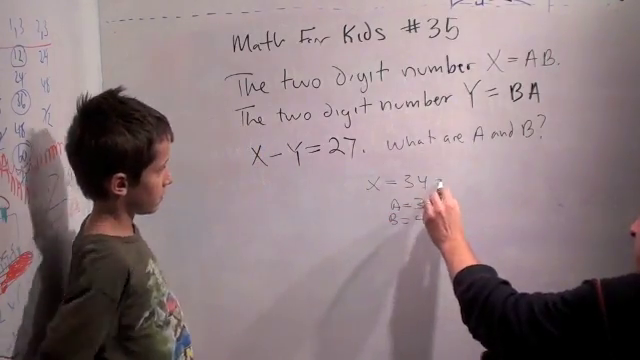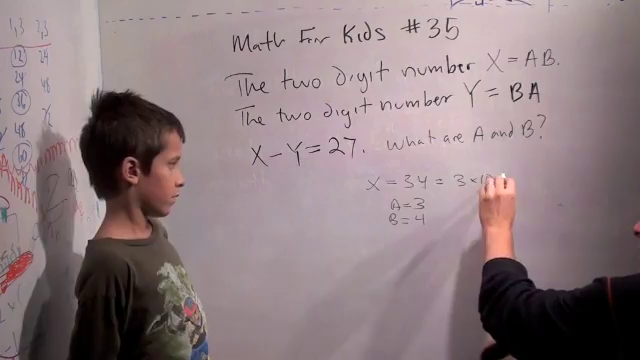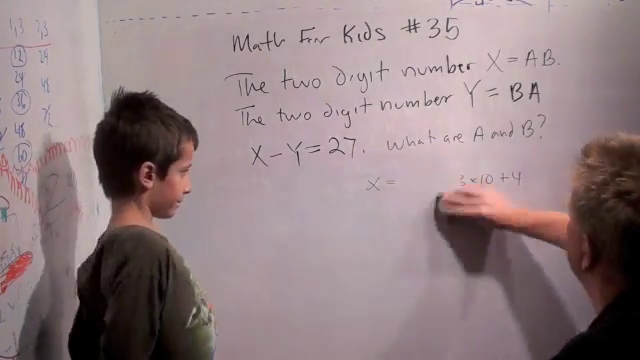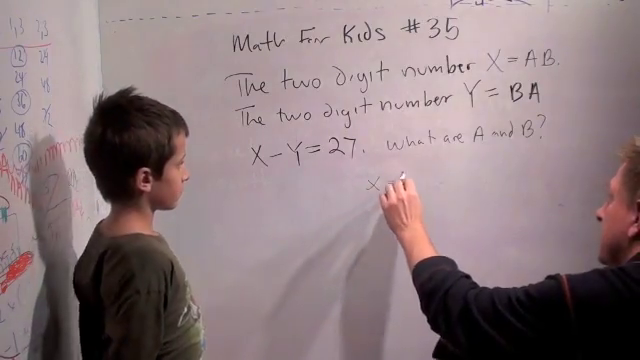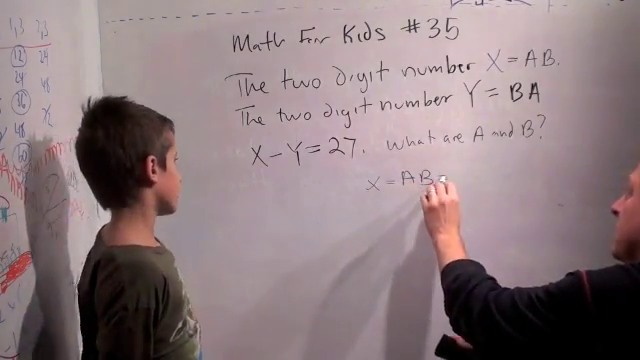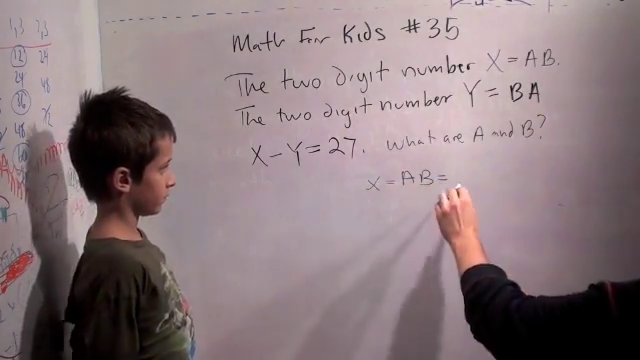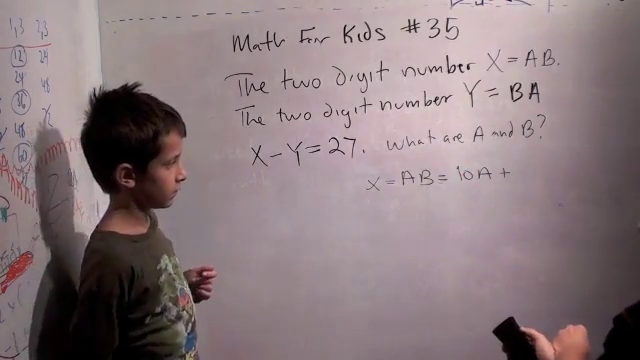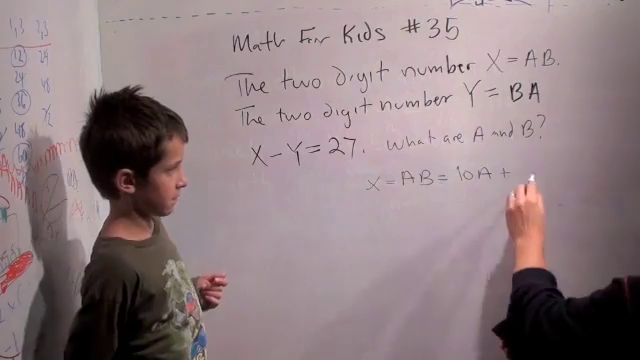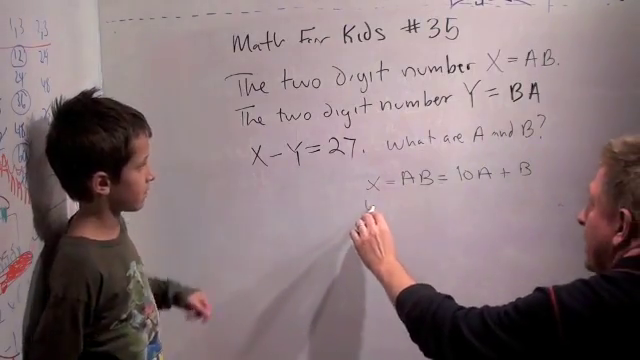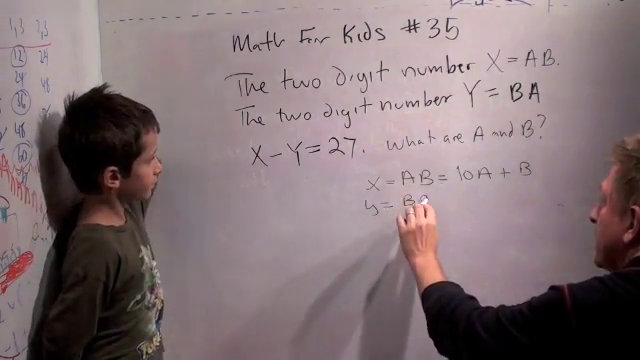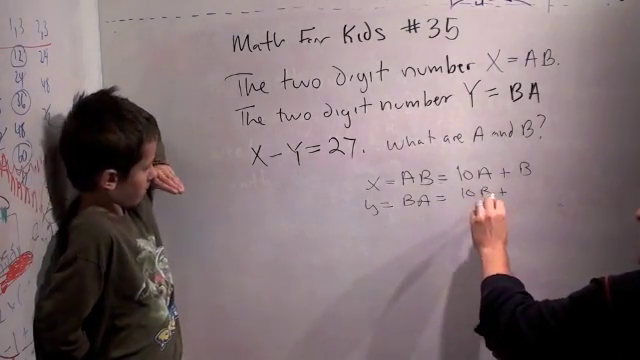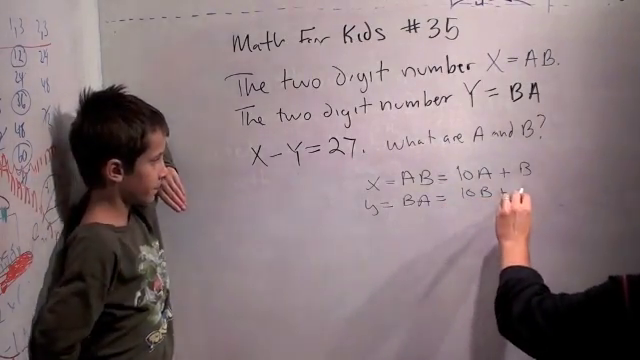It means A equals 3 times 10 plus 4. Okay? So when x equals AB, that means x equals 10A plus B. When y equals BA, that's 10 times B plus A.